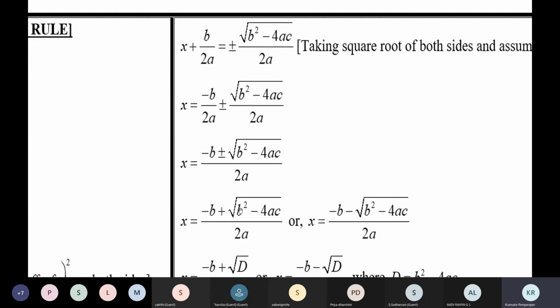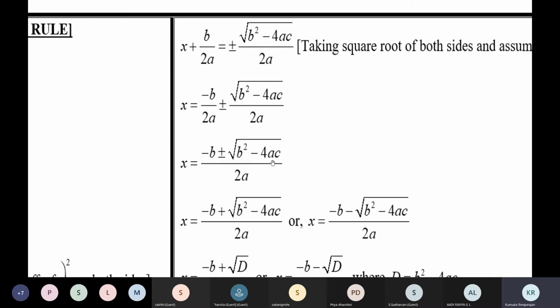Now b square minus 4ac, this expression is called the discriminant. It is called the discriminant because this one determines. Okay, let's come to that later. I'll tell you in detail what discriminant means. For now, just take it like that. So in the quadratic formula, the expression b square minus 4ac is called the discriminant.